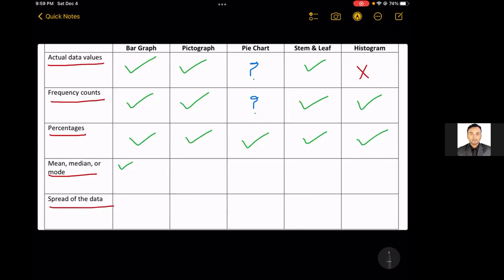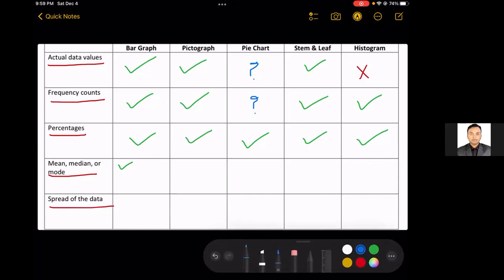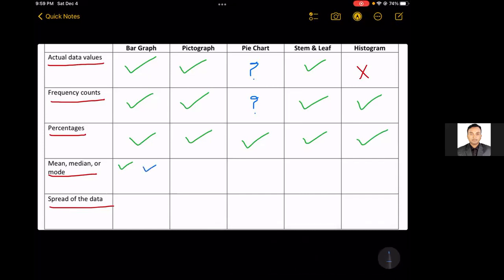It would be straightforward. Okay, if it's a categorical data, only mode can be calculated. For a categorical data, only mode can be calculated, because mode is nothing but the number of occurrences for a certain value, right? The highest number, obviously. So you can see which bar is the largest, and that would give us the mode.